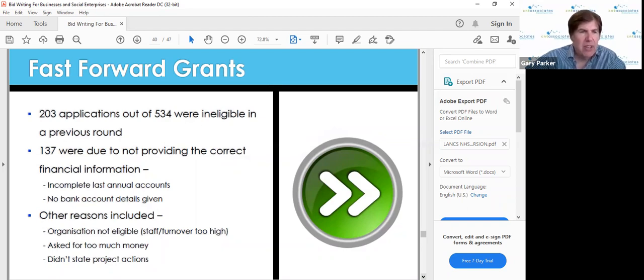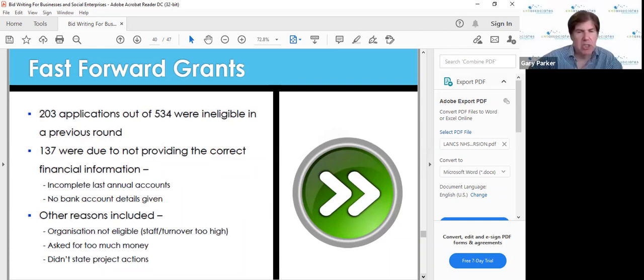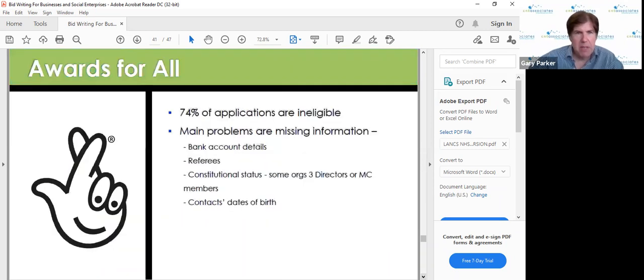Other reasons for failure were that they didn't state the project actions, so what the project was actually going to do and deliver, because I suspect it was more about the organisation itself, but many funders are more interested in what you've got to offer in terms of delivery rather than what your organisation is or what its ethos is. So you really do need to take those into account.